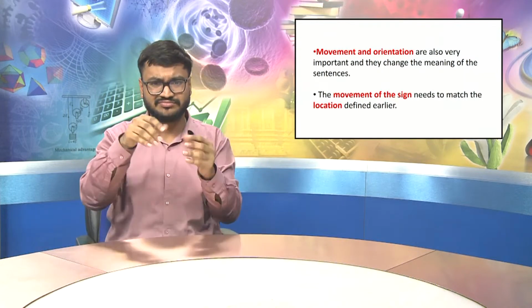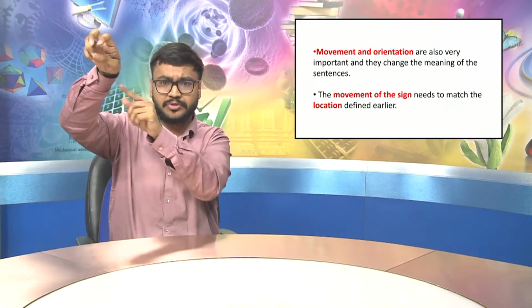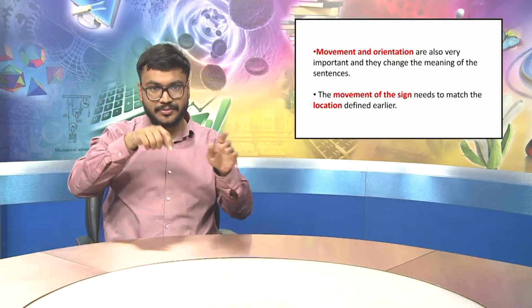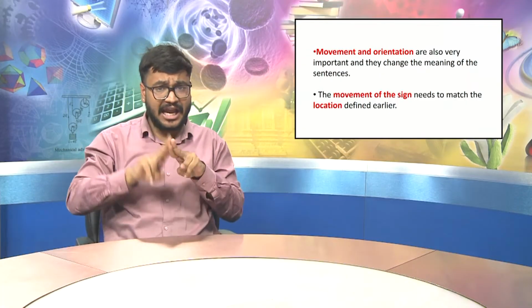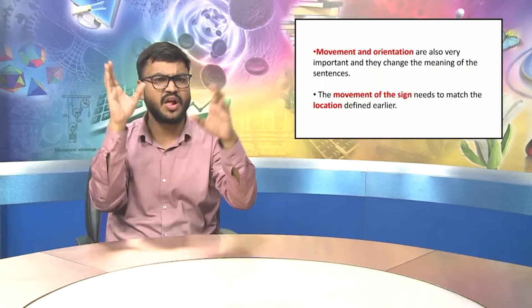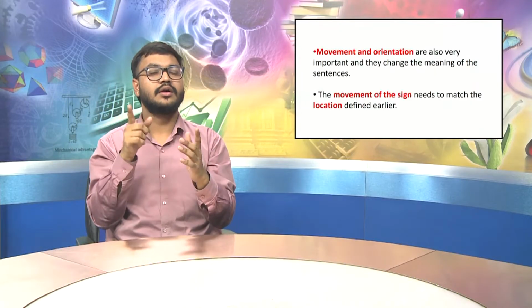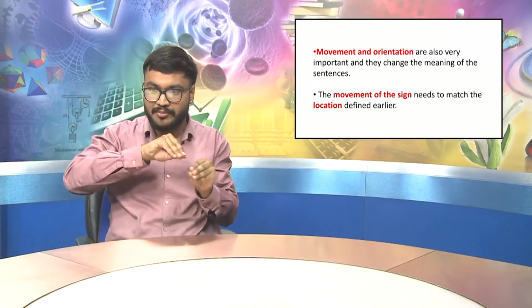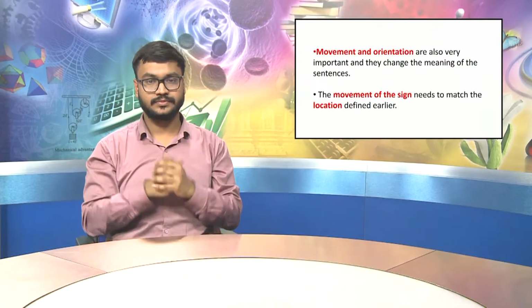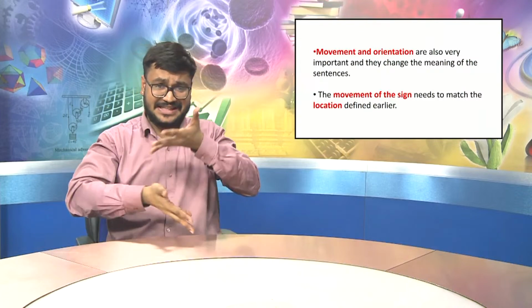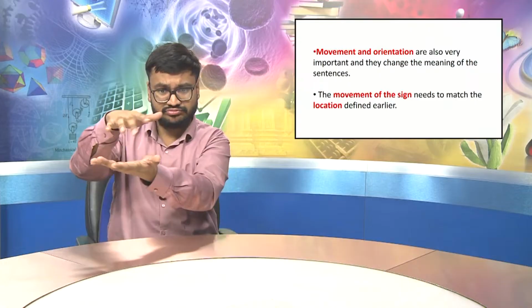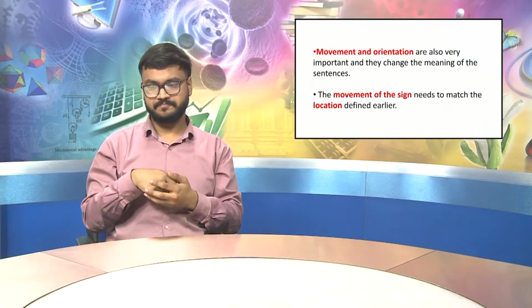Next is movement and orientation. These are also very important and they change the meaning of the sentences. For example, going upstairs and coming downstairs. The location through the signing, going upstairs and coming downstairs, should be clear. The movement of the sign needs to match the location defined earlier.